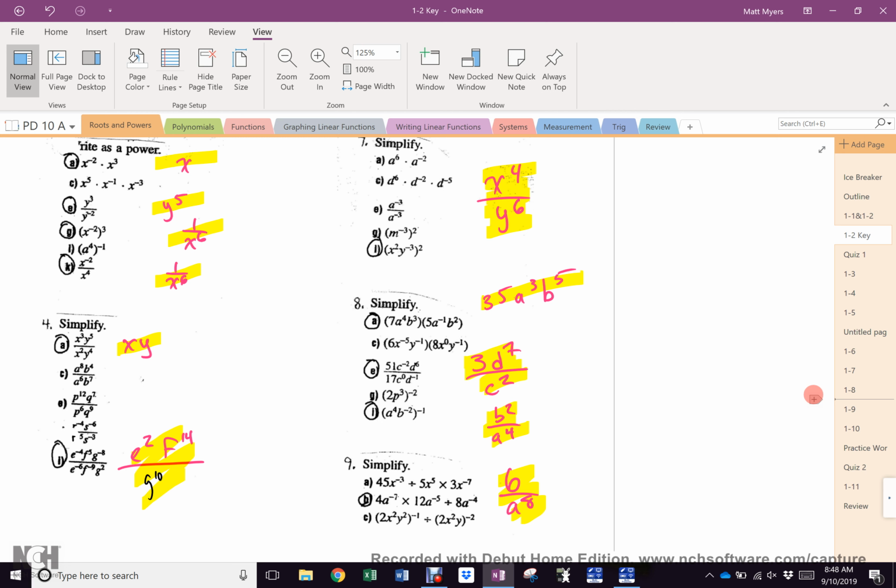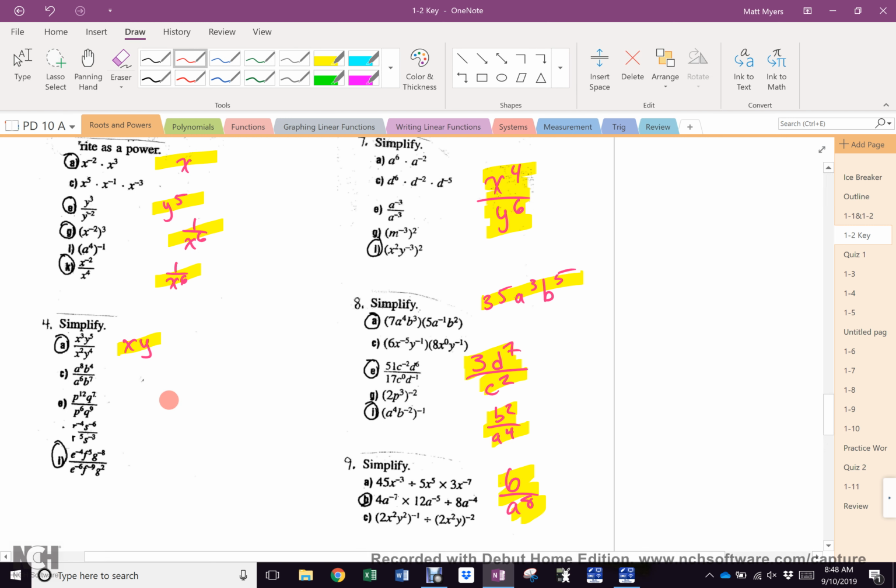Anything anybody want to ask about here? Riley? Which one? 4i, this guy right here. All right, let's have a look at 4i. 4i is e to the negative 4, e to the negative 6, f to the 5, f to the negative 9, and g to the negative 8 over g squared. Now, why have I split it into 3 colors? Because E goes with E, F goes with F, G goes with G.